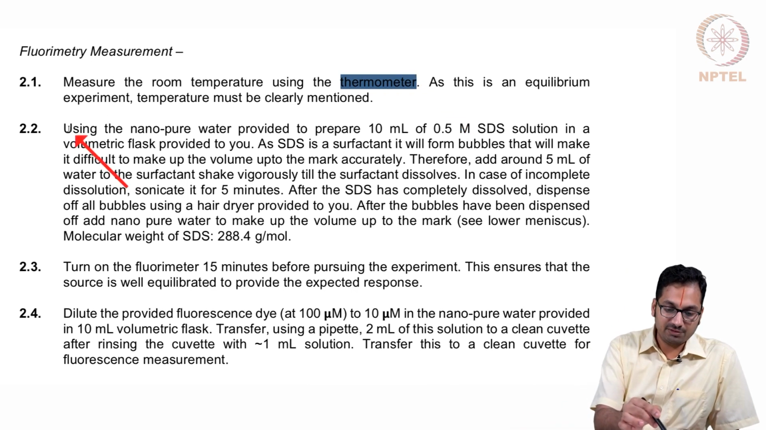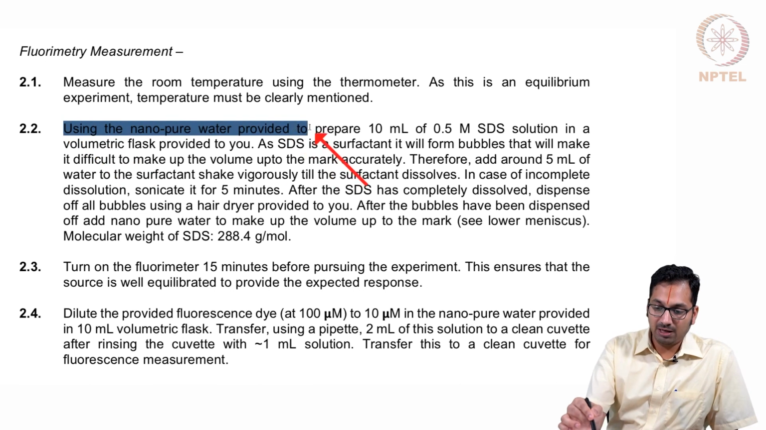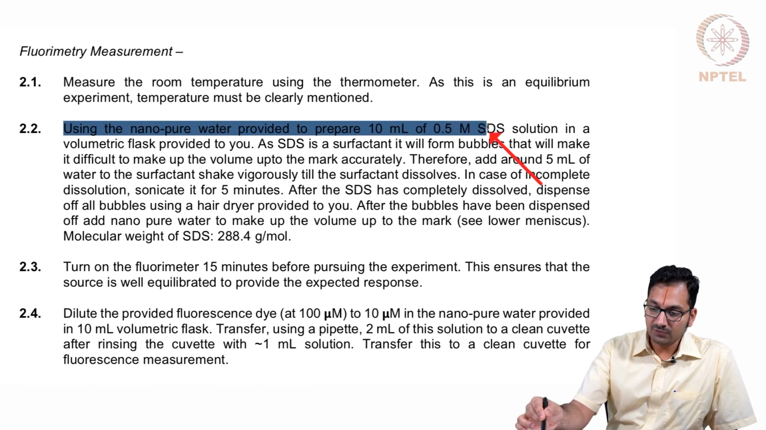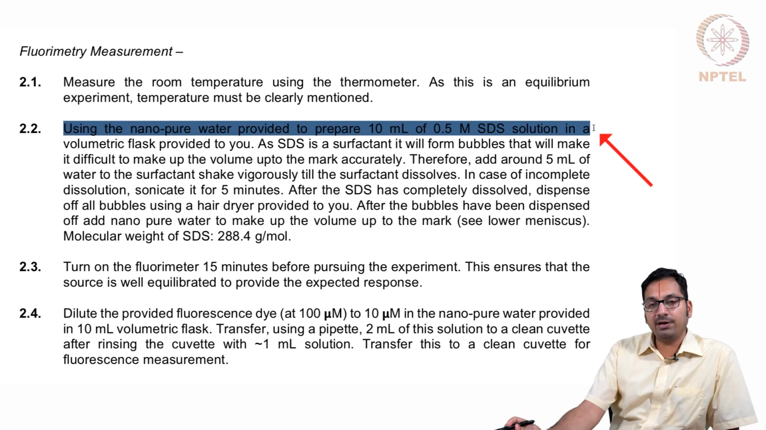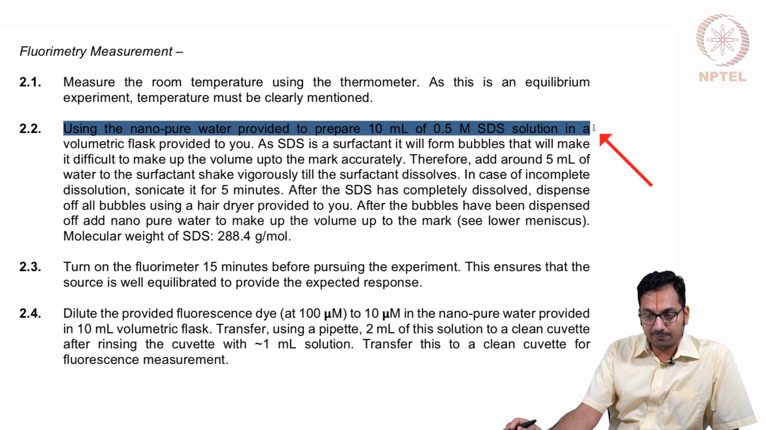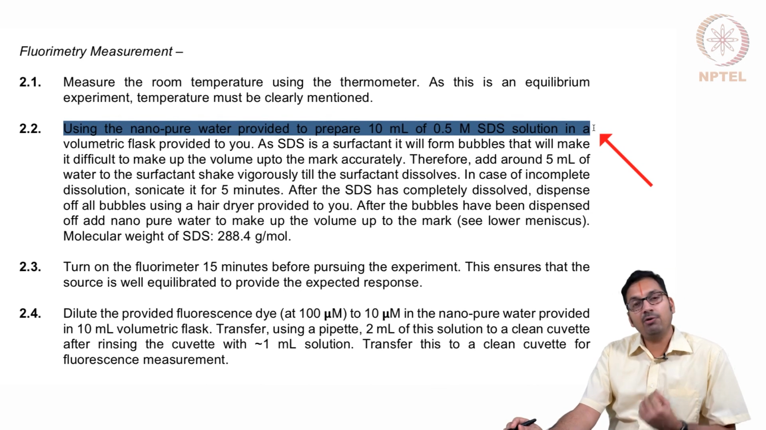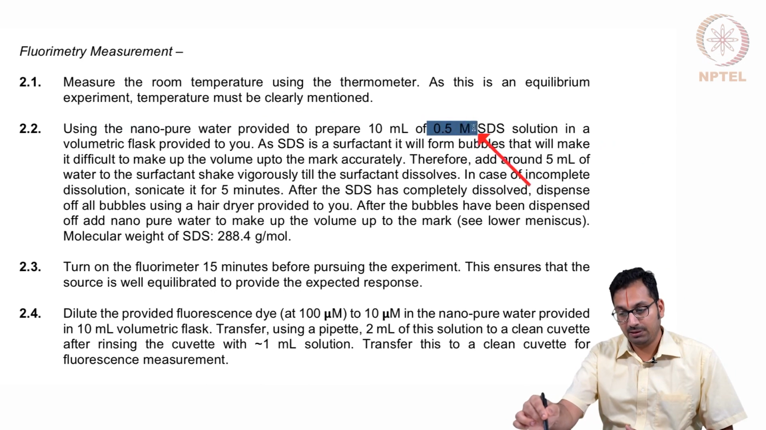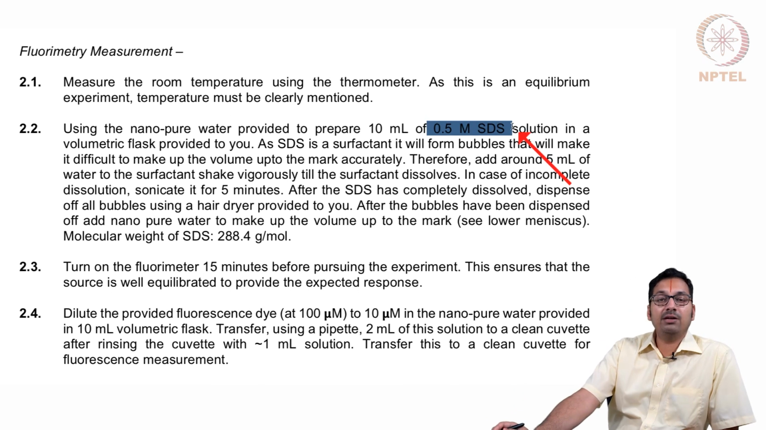Okay, now comes the first step. As I mentioned, you will have to add 10 ml of 0.5 molar SDS solution in a volumetric flask provided to you. So this is the first step where you end up taking a stock solution. This is the first assumption you are making: you are taking a stock solution of a known concentration.